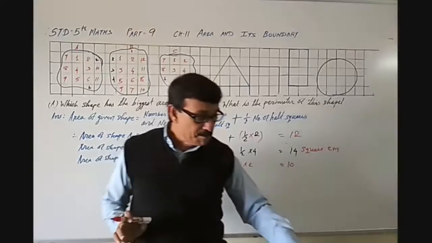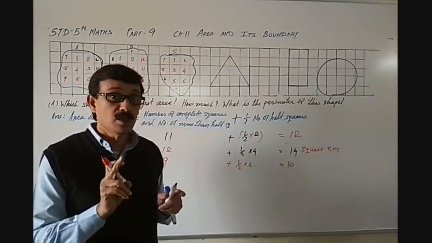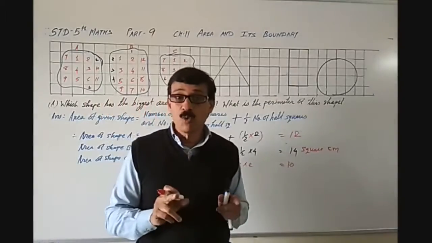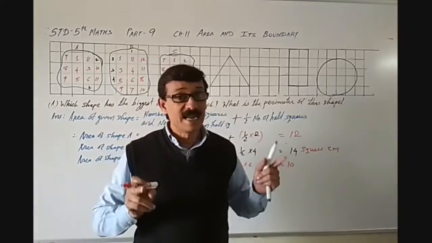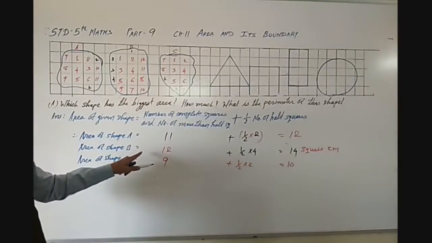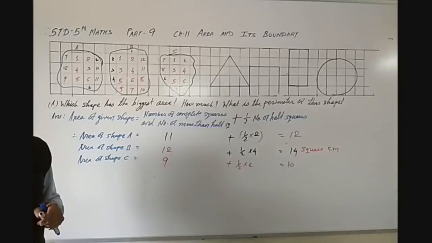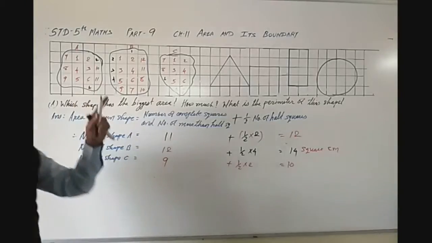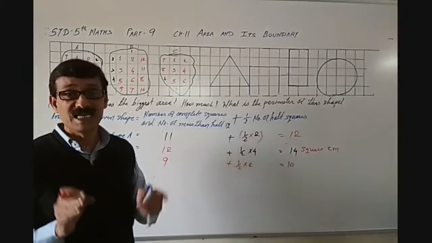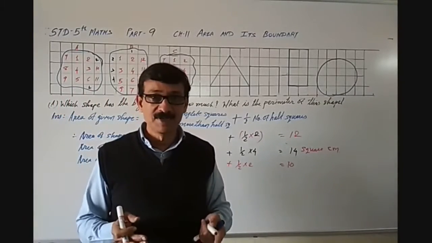Second one, what is the perimeter of this shape? Now, perimeter is what? Boundary. Boundary is what? 15 centimeter thread. So the perimeter of all these shapes is 15 centimeter, isn't it? Why? Because we made this shape from 15 centimeter long thread. So the perimeter will be 15 centimeter.